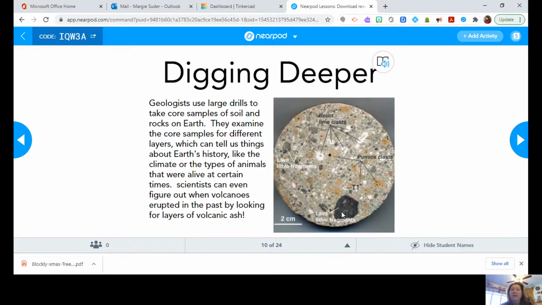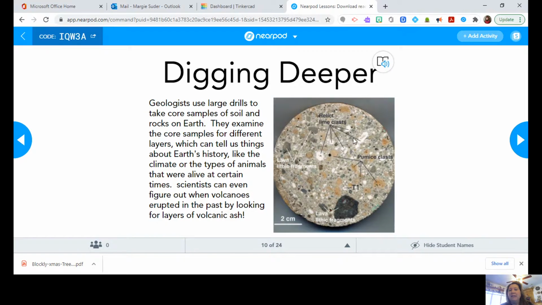So we know that this sample was taken from an area that at one point in time had to have been near or close to a volcano, because it has lava lithic fragments right in the core sample. So we know that this had to have been an area where lava actually flowed down and became hard like a rock.